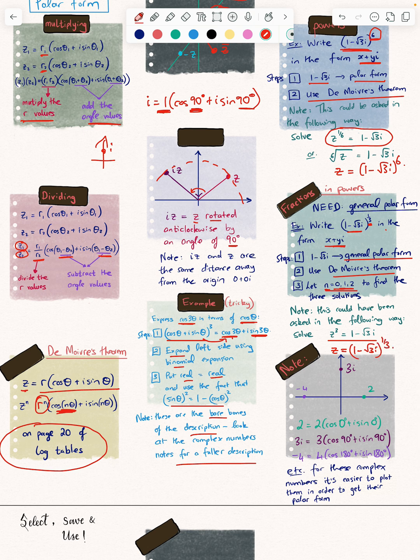And this is the thing with slightly unusual complex numbers like 3i. To get that to polar form could be a little tricky. Its distance away from the origin is 3. The angle it makes with the positive x-axis is 90. Look at minus 4. Its distance away from the origin is 4. The angle it makes with the positive x-axis is 180. And then 2, its distance away from the origin is 2, and the angle it makes with the positive x-axis is 0.